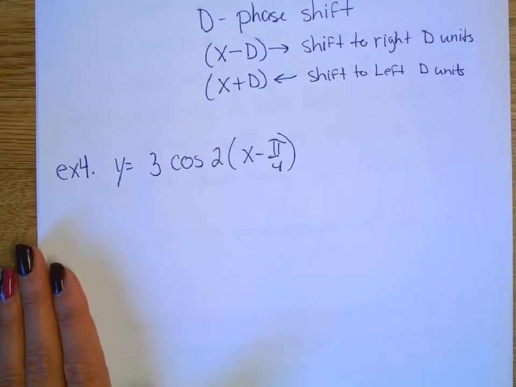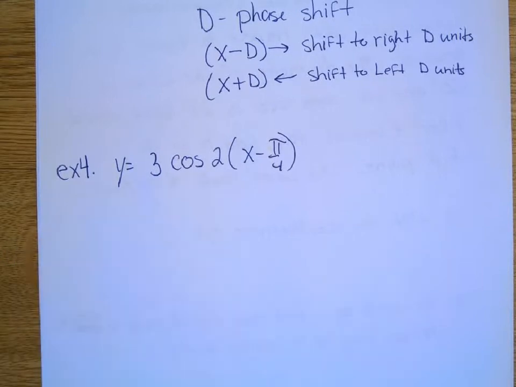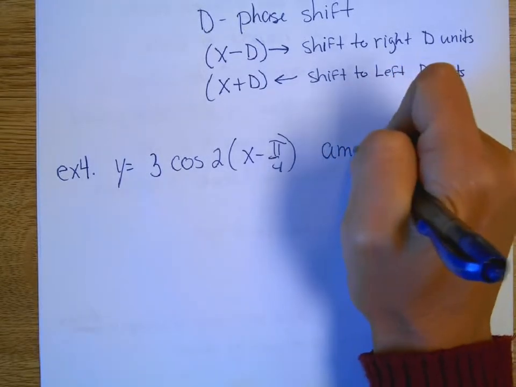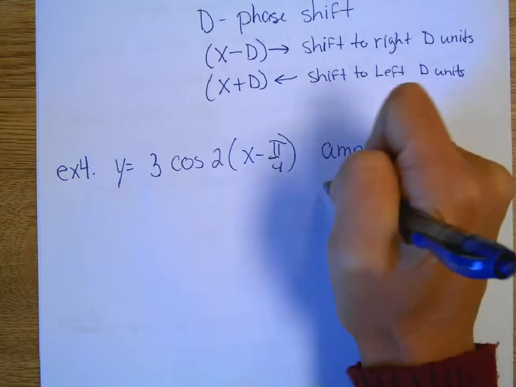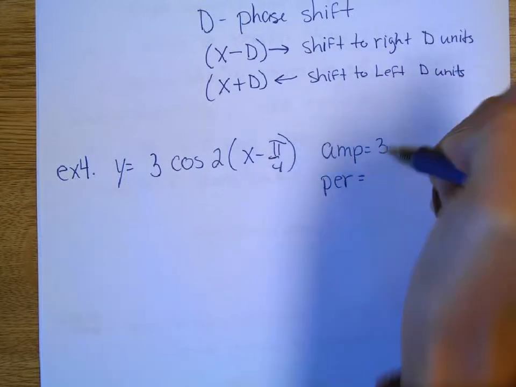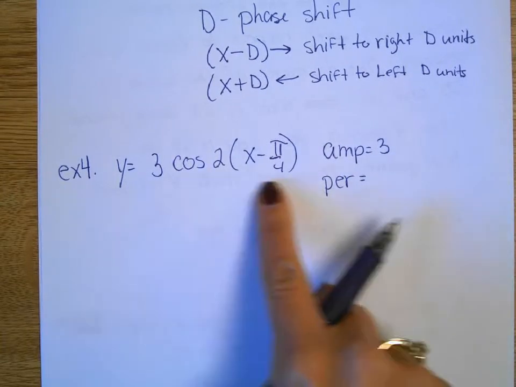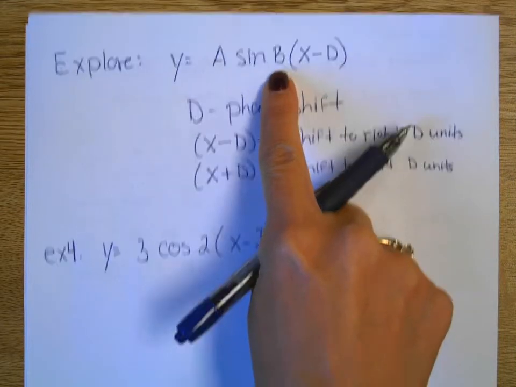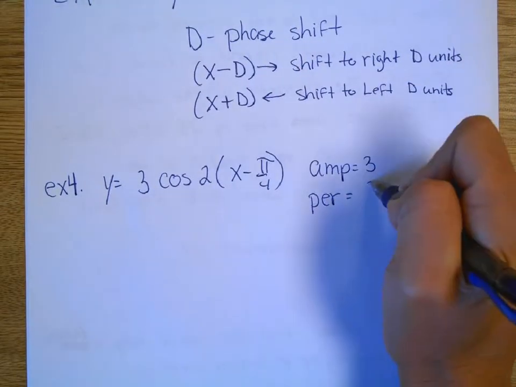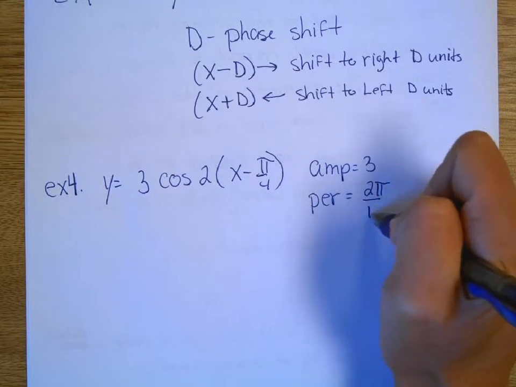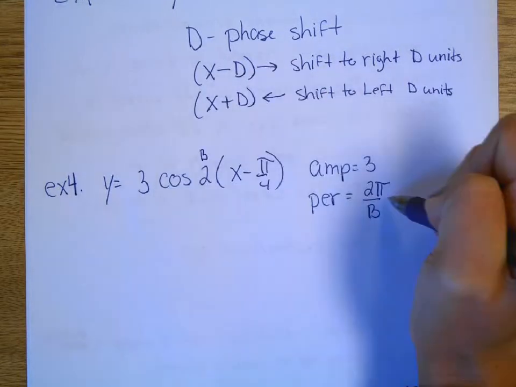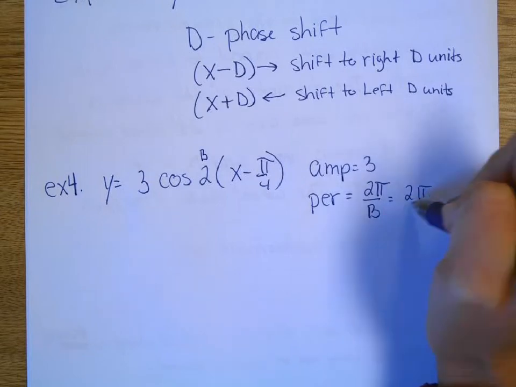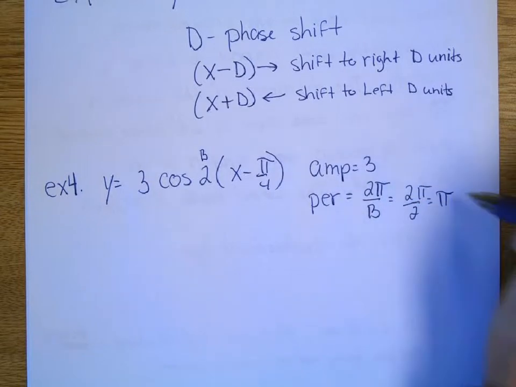Pick out our characteristics, I guess you would call them, like amplitude, period, vertical shift, which we're not having any today, and now phase shift. Amplitude is a 3. Period. Where is the b in this equation? Well, it's 2. The b is in front of the parentheses. So to figure out the period, I always do 2 pi divided by b. My b is sitting right here as a 2. So 2 pi divided by 2 gives me pi.